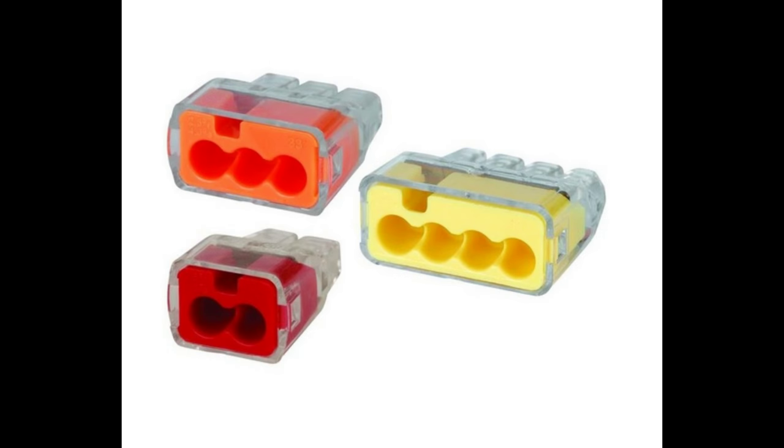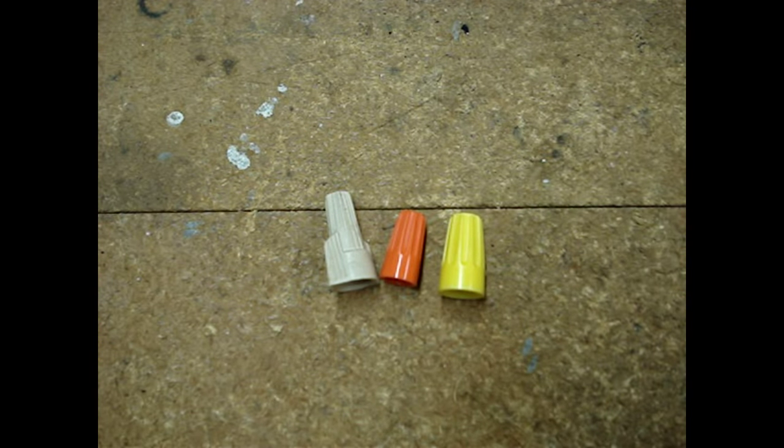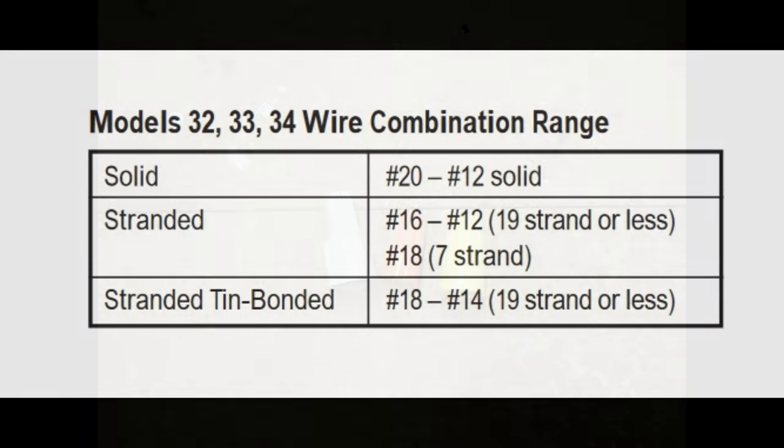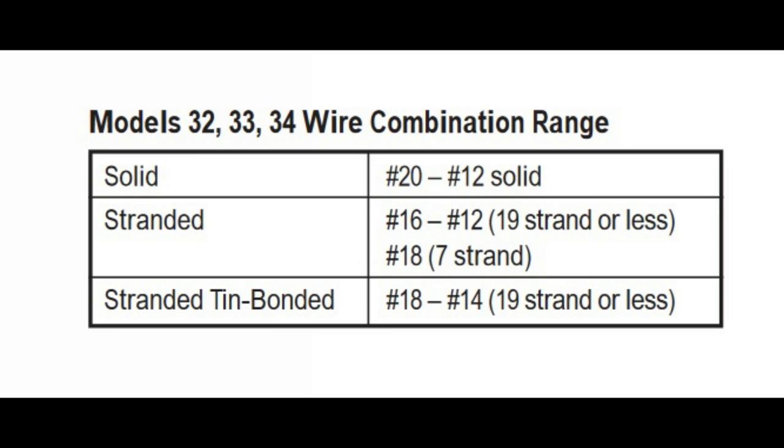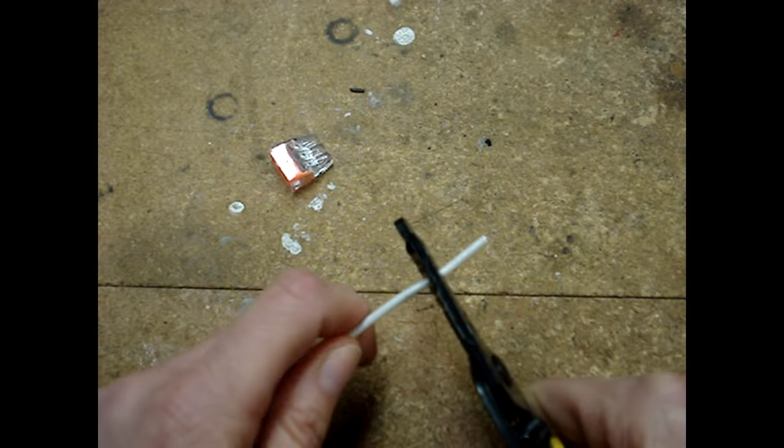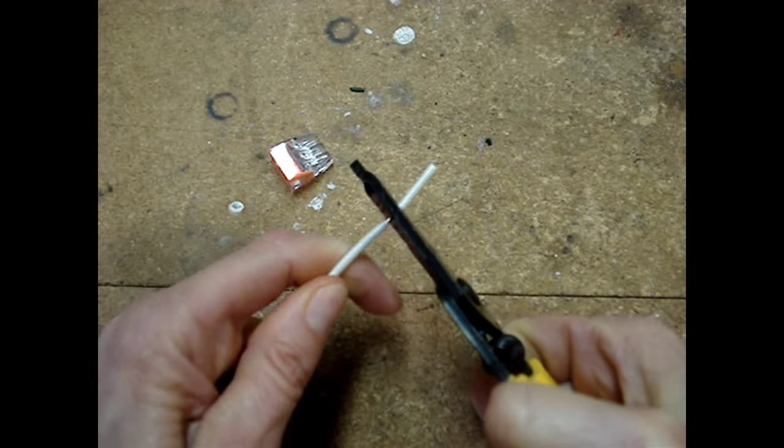There are 2-port and 4-port models available also. The color codes of the push-in connectors don't relate to Ideal's color codes for their wire nuts. All 3 models are for solid wire, American wire gauges 20 through 12. It's also listed for stranded wire, but I would use wire nuts for stranded wires unless the wire ends are tinned with solder. Strip the wire back 1/2 inch.